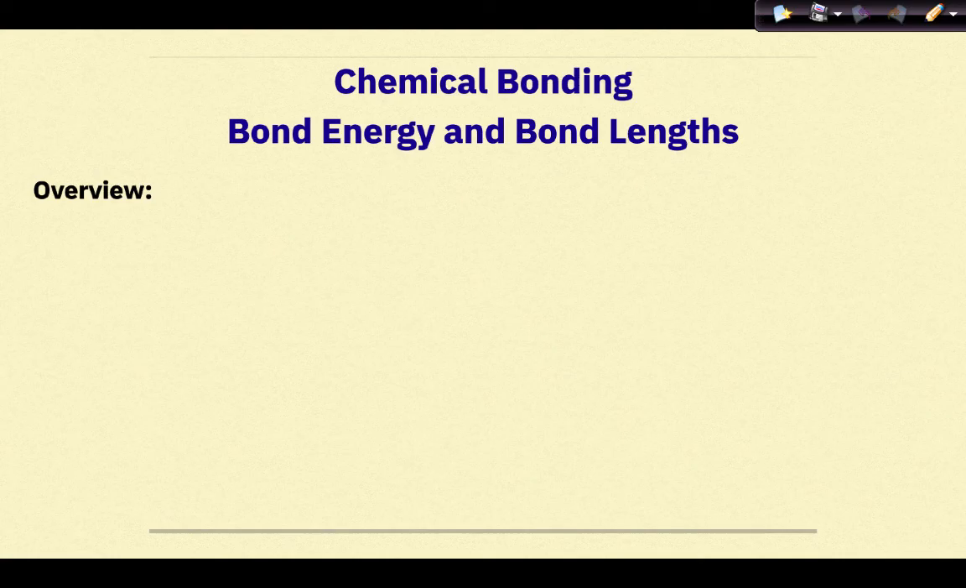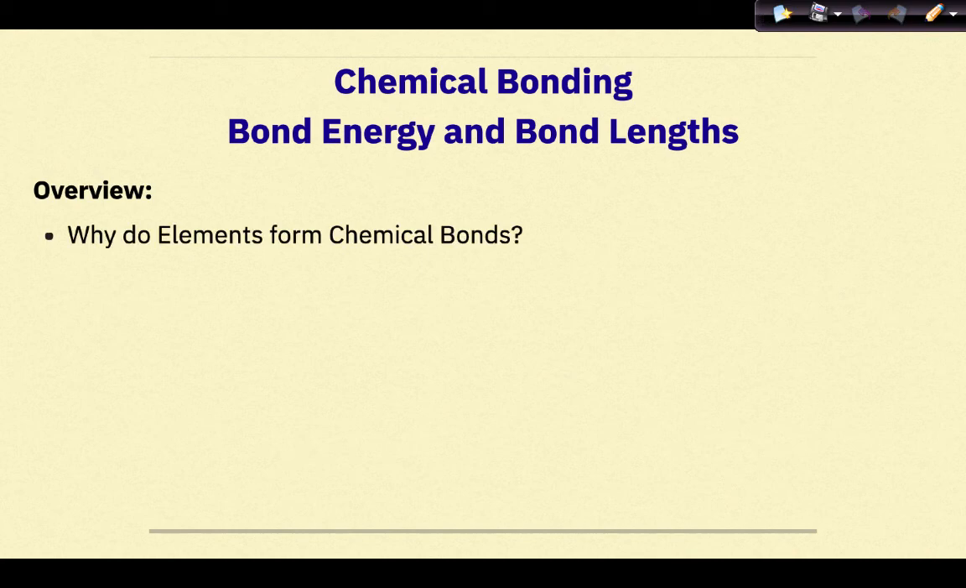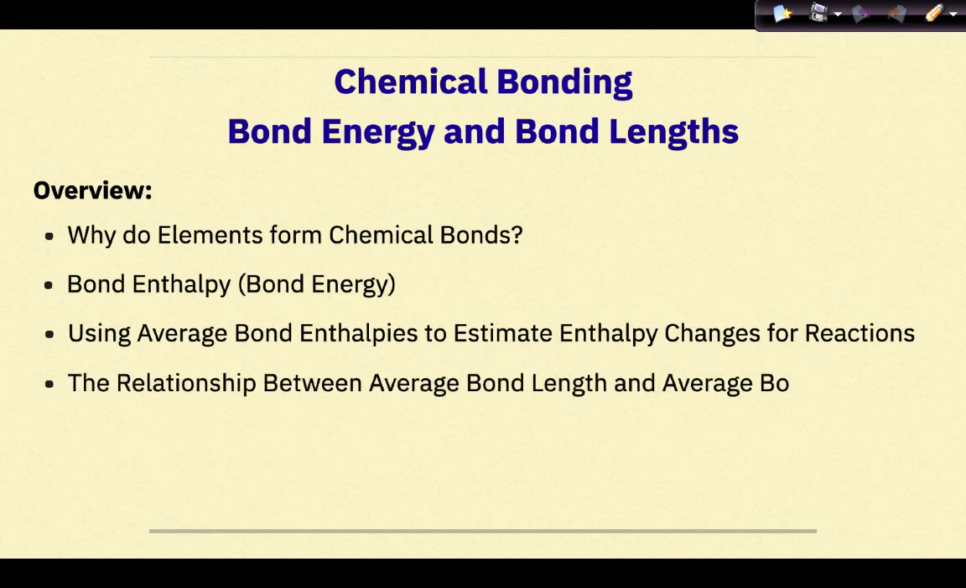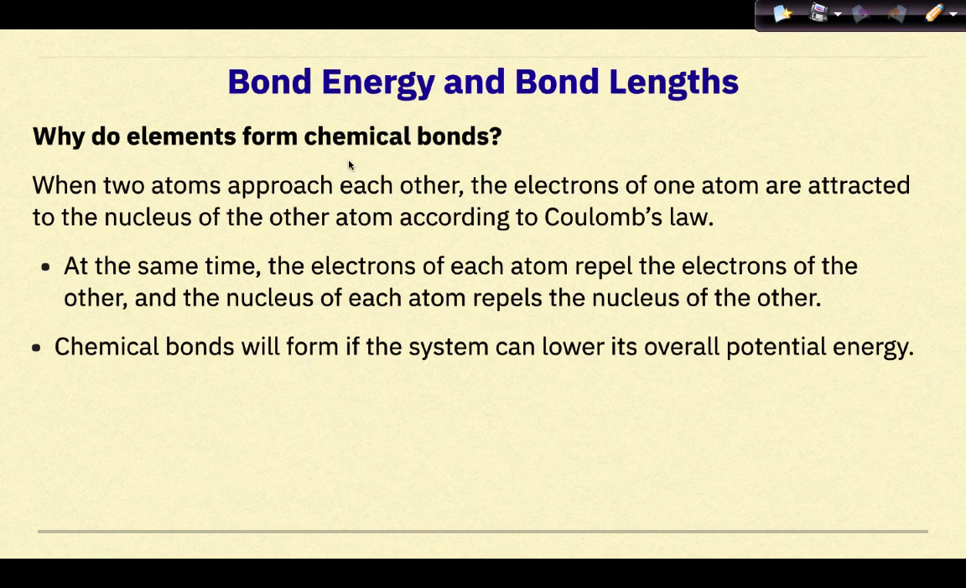Chemical bonding, bond energy and bond lengths. In this tutorial, we will be going over why elements form chemical bonds, bond enthalpy, otherwise known as bond energy, using average bond enthalpies to estimate enthalpy changes for reactions, the relationship between average bond length and average bond enthalpy, and finally some worked examples at the end. Bond energy and bond lengths.